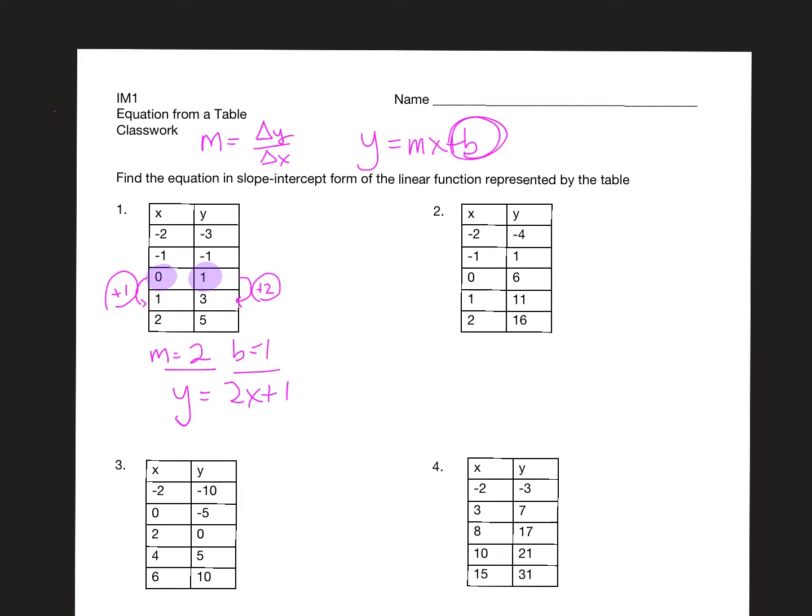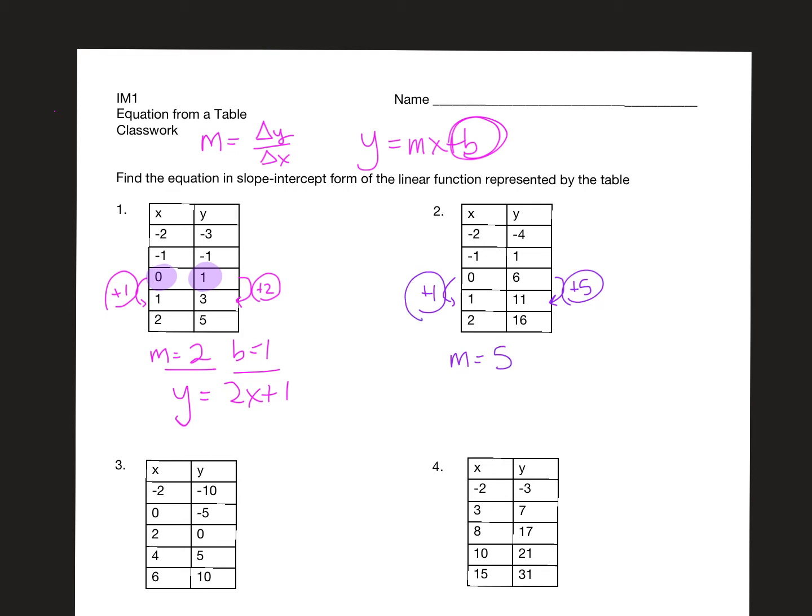Okay, so let's try number 2. I'm going to switch colors. First, I need a slope. So I'm going to go, let's say, from here to here. From 6 to 11, that means I'm adding 5. And from 0 to 1, that's adding 1. So my slope is 5 over 1, which is 5.